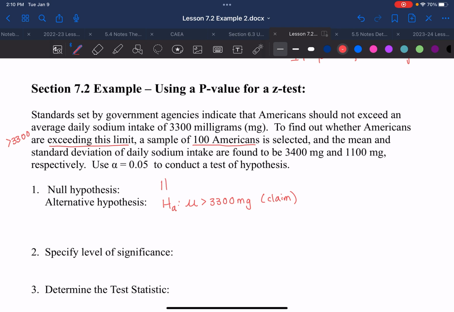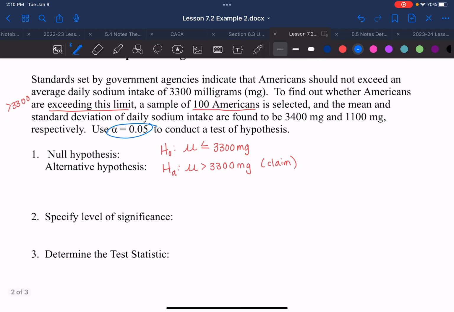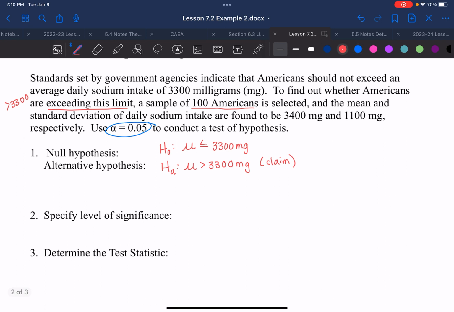My null hypothesis will be the exact opposite of that, and that will be that it's less than or equal to 3,300 milligrams of sodium. In this test, I'm asking you to use an alpha of 0.05. That's going to be determining our level of significance, the number that we will compare to our p-value in a few moments.